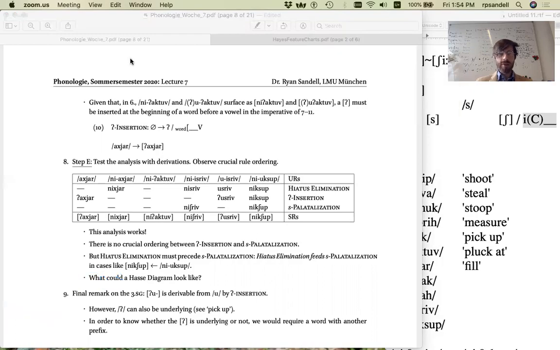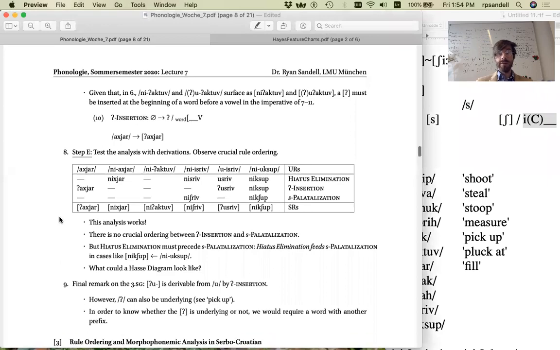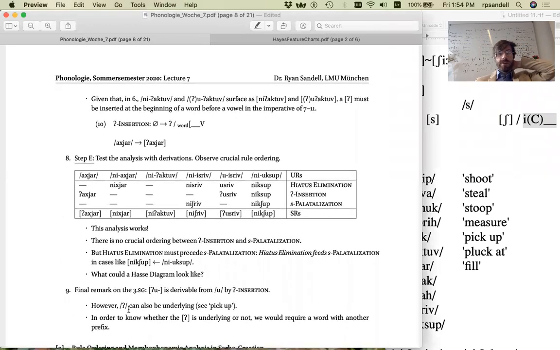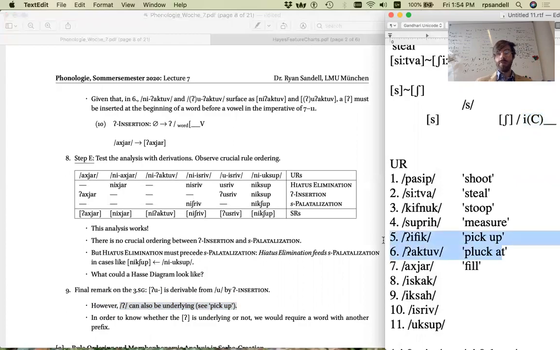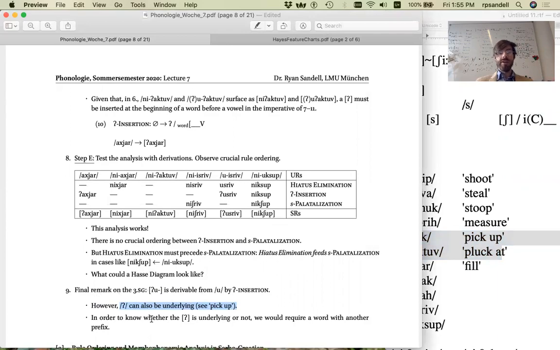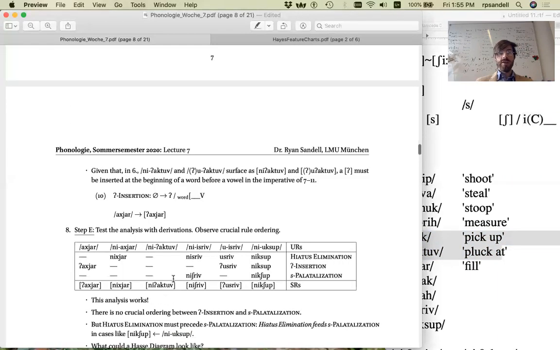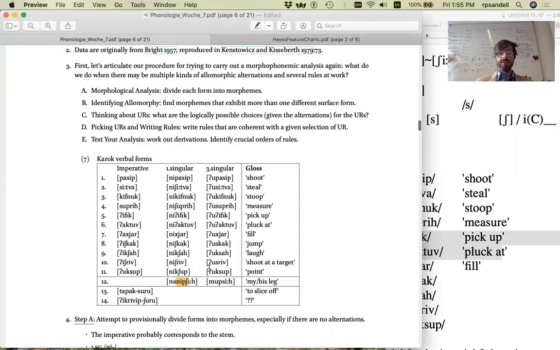Now, I'll make one final remark on the third singular prefix before closing this section. So this prefix u can be derived from underlying u by glottal stop insertion, but we won't obtain any incorrect results if we assume that the glottal stop is underlying. And it's clear, of course, that there are some cases in which glottal stops must be underlying. From the data that we have, we simply cannot know whether the glottal stop of this prefix in the third singular is underlying or not, because it only occurs in word initial context.